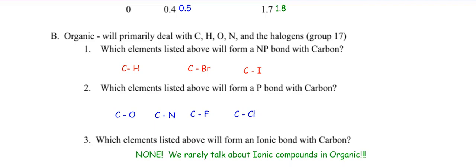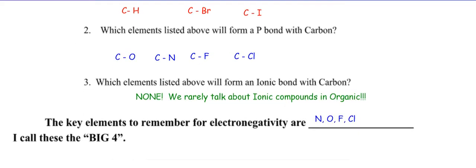Okay. So what are my big four electronegativities? All right. The key elements to remember are NOFCl. Is it any coincidence that these are the same elements when bonded with carbon will give me a polar bond? And the answer is no, it is no coincidence. All right, so I will call these the big four. So those are the ones you need.